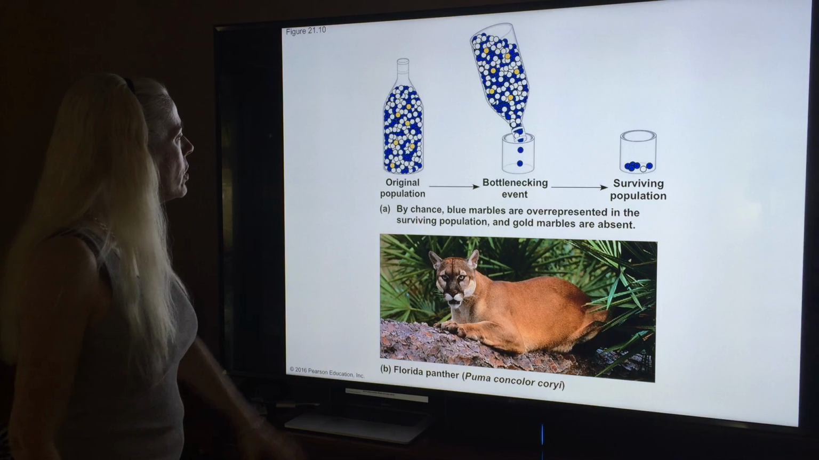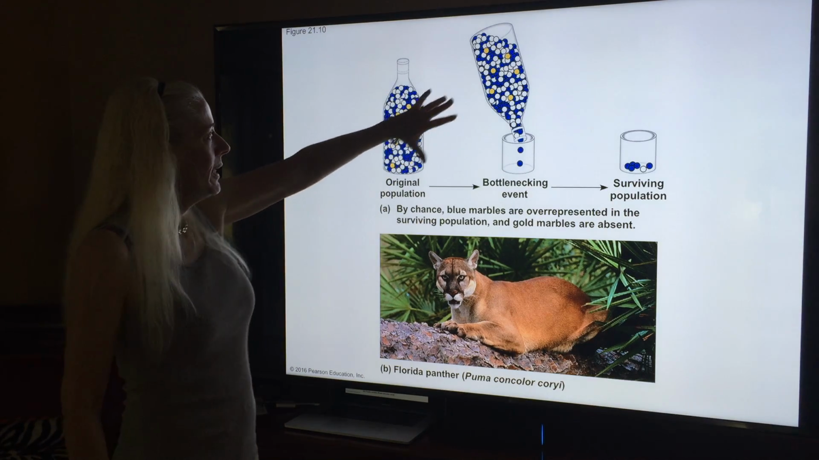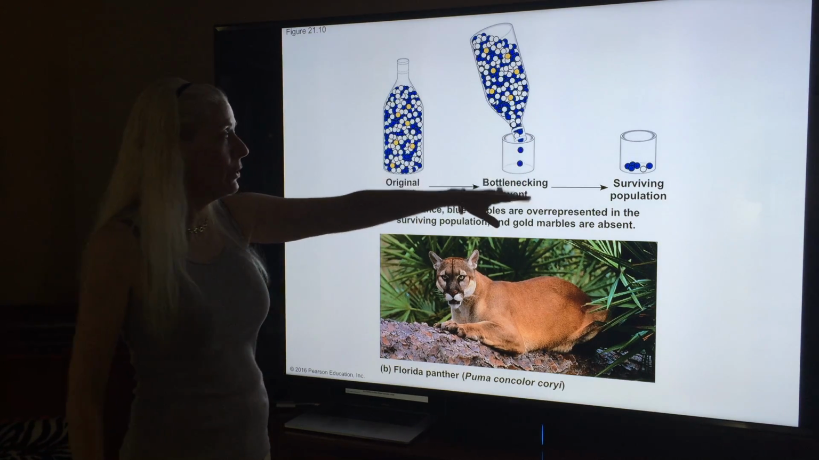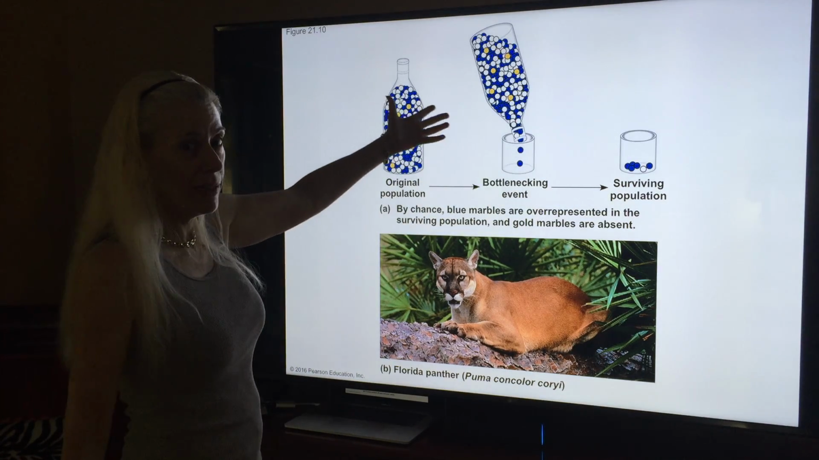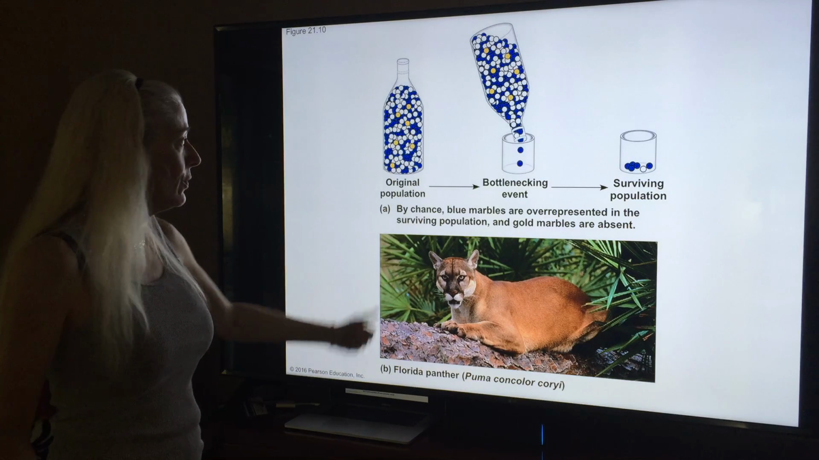Okay, that's closer. So here we have the original population. Here's coming out. Look, they're coming out. You only had that many. You should have had some yellow ones in there, right? Okay, no, I don't know if that's a good example for you.